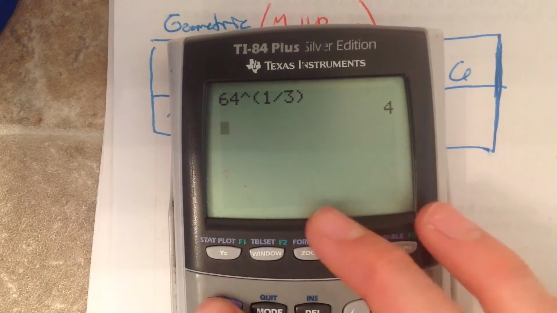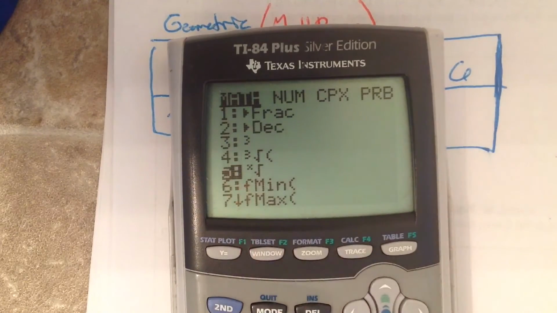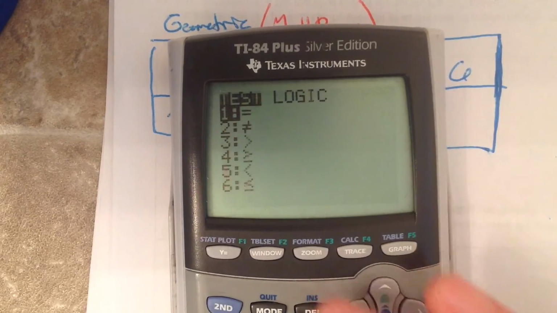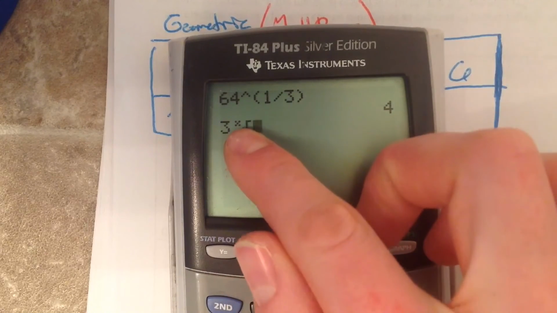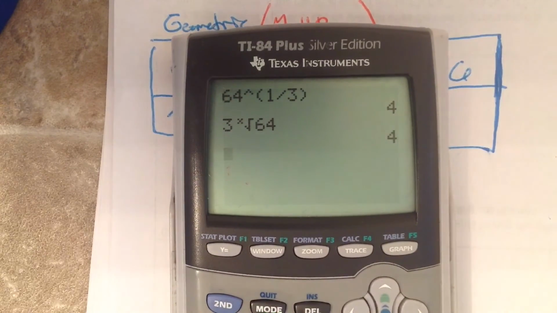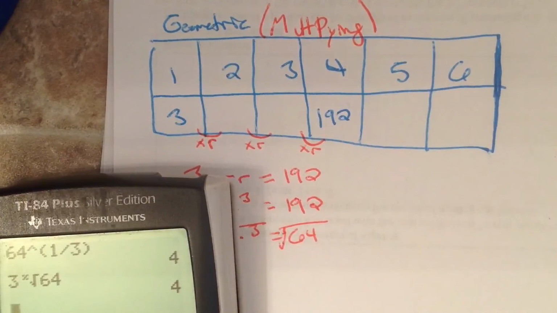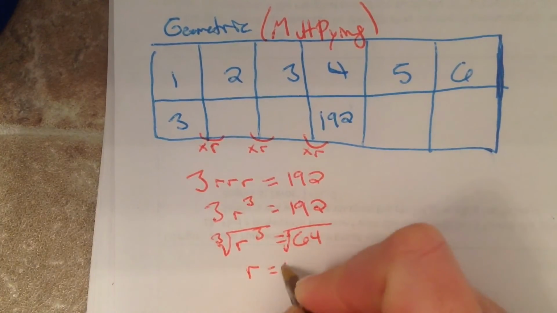or we can go under math, and you see this one with the x. So we'd first say 3, the number we want to stick on that root. What it will do is put this 3 where that x is. So it will make it a cube root and put our 64 under. So either way, we're telling the calculator we want to take the cube root of 64, which is 4. So in this case, we get r equals 4.